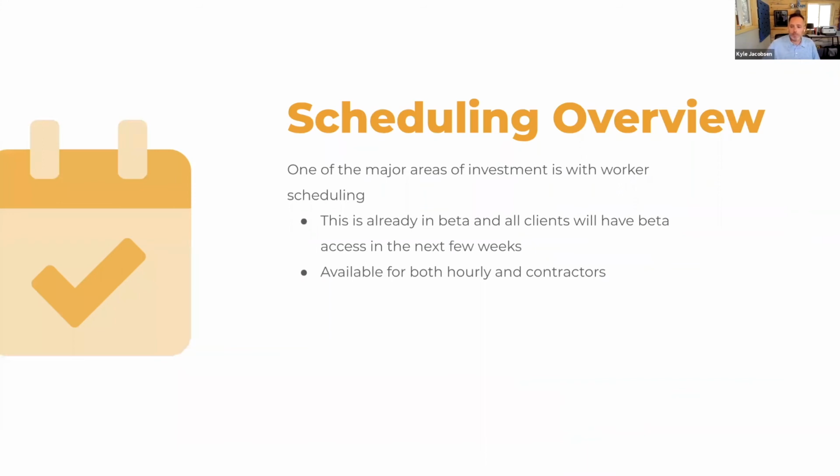Okay, let's talk about scheduling. Scheduling is one of the major areas of investment for us over the last nine months or so. We're still working on it. It's a very big project for us, but it's critical to us. We talked about those pillars of time, payments, HR, and scheduling. Scheduling kind of ties it all together and really makes it nice and easy for everybody.